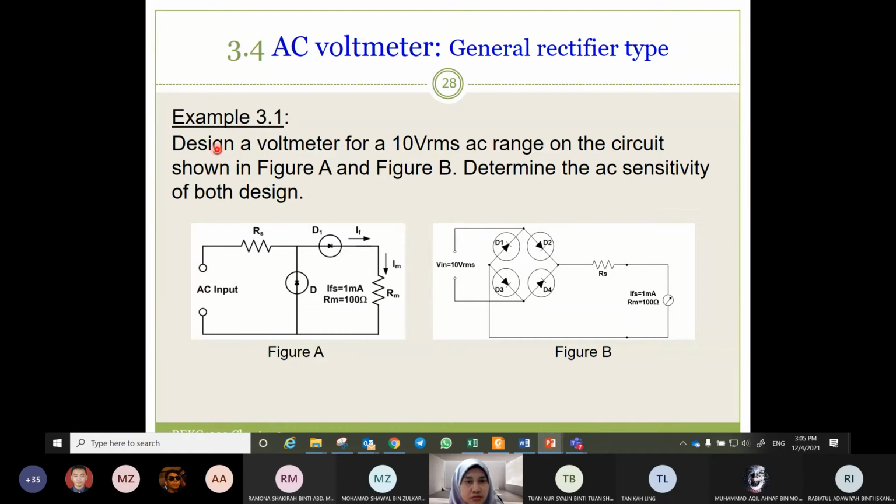So, this question did not specify what parameter you should find, instead of AC sensitivity. Design a voltmeter. So, what to find? RS, okay? Because IFSD is given, RM is given, V in is given. We just ignore D1, D2 here. So you should find RS. So design a voltmeter here means to find RS.